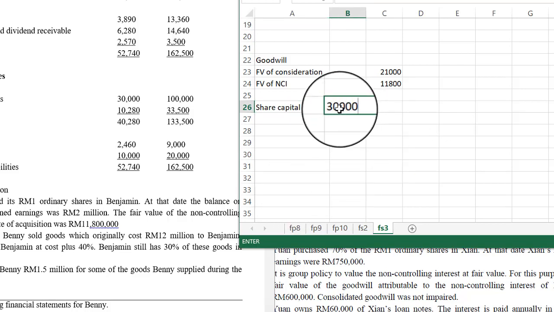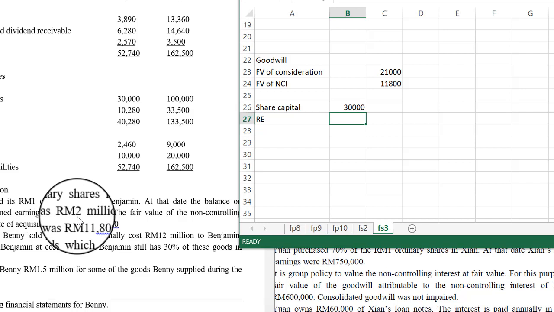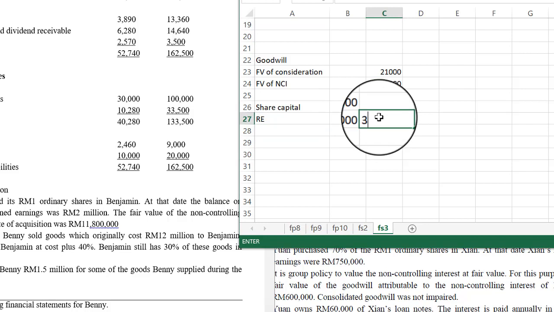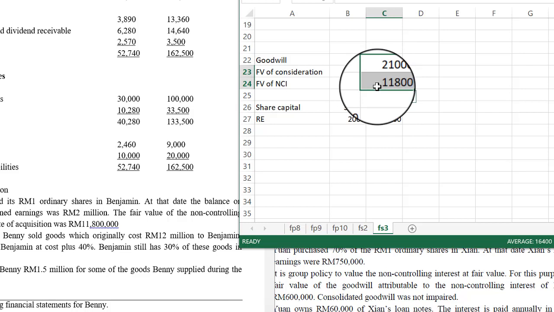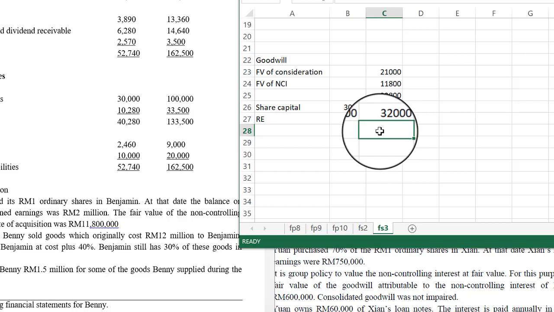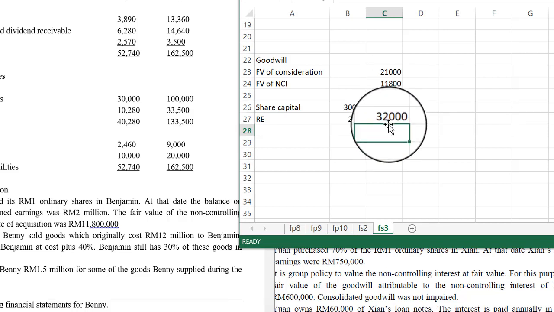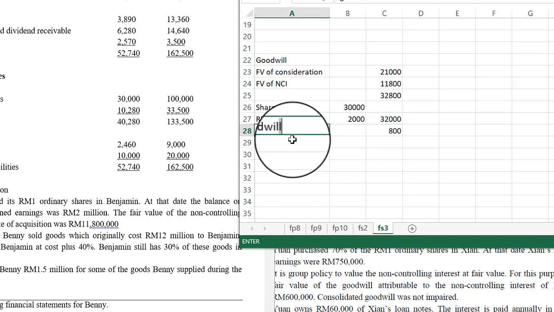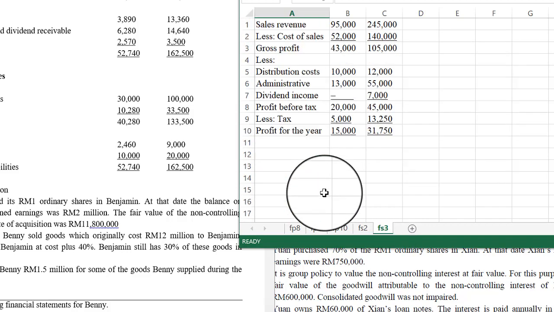So put everything in, and then you have your retained earnings at the date of acquisition. Retained earnings at the date of acquisition, according to our question just now, is 2 million. So we put in 2 million. Okay. So total here you have 32,000. The total money spent to buy over this company is 32,800. So the goodwill, if you use this 32,800 minus 32,000, you have 800 as goodwill. Now, next one.